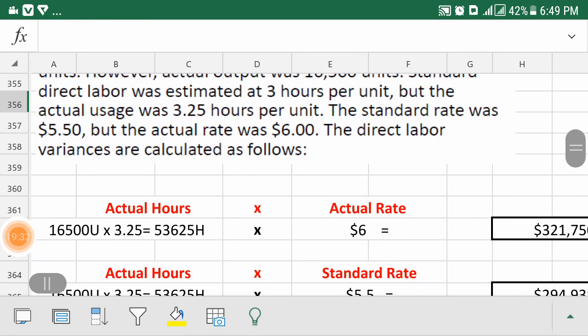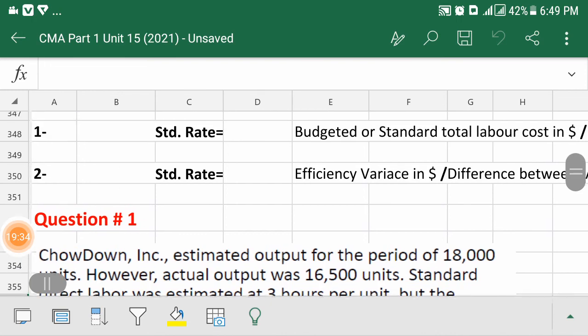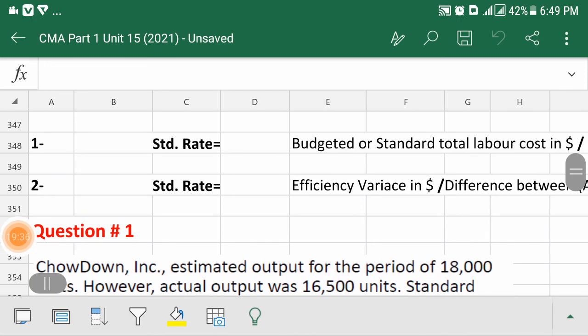So I hope you understand this. It is a clear concept in this video about the direct labor variance and how it happens. I hope you will understand everything when you watch this video.